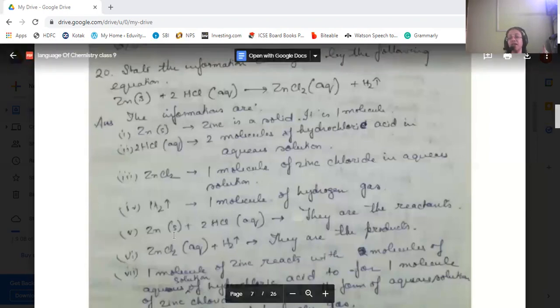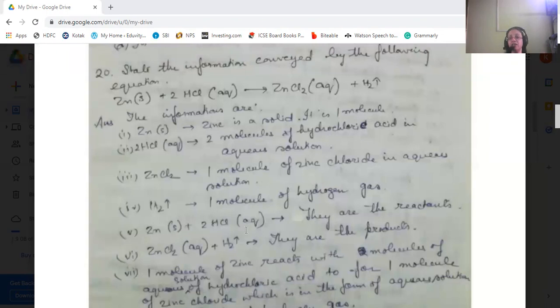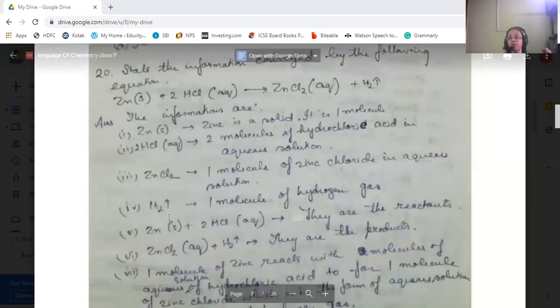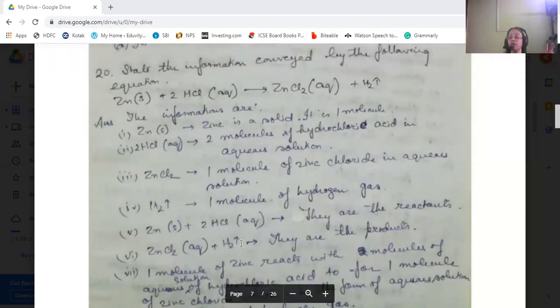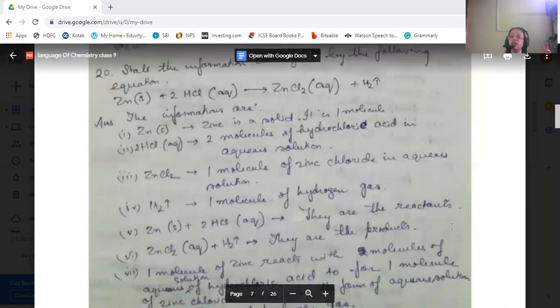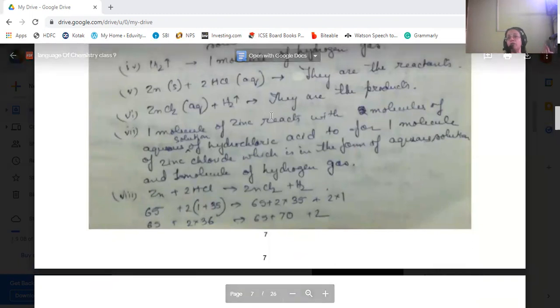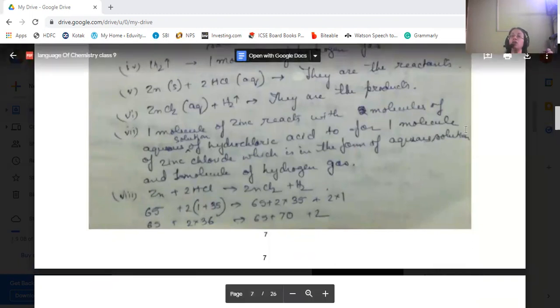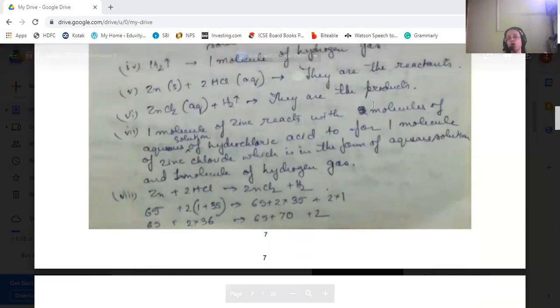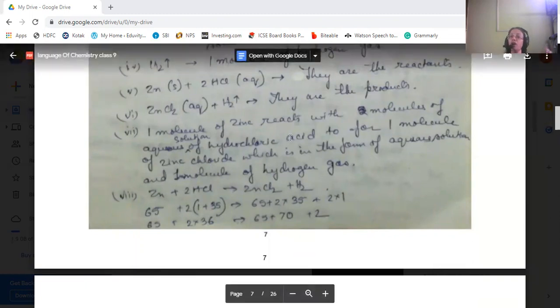So Zn(s) and 2HCl(aq) are the reactants, written on the left hand side. Then ZnCl2(aq) and H2 with the upward arrow are the products, written on the right hand side. So from the above equation, 1 molecule of zinc reacts with 2 molecules of aqueous hydrochloric acid to form 1 molecule of zinc chloride in aqueous solution and 1 molecule of hydrogen gas.